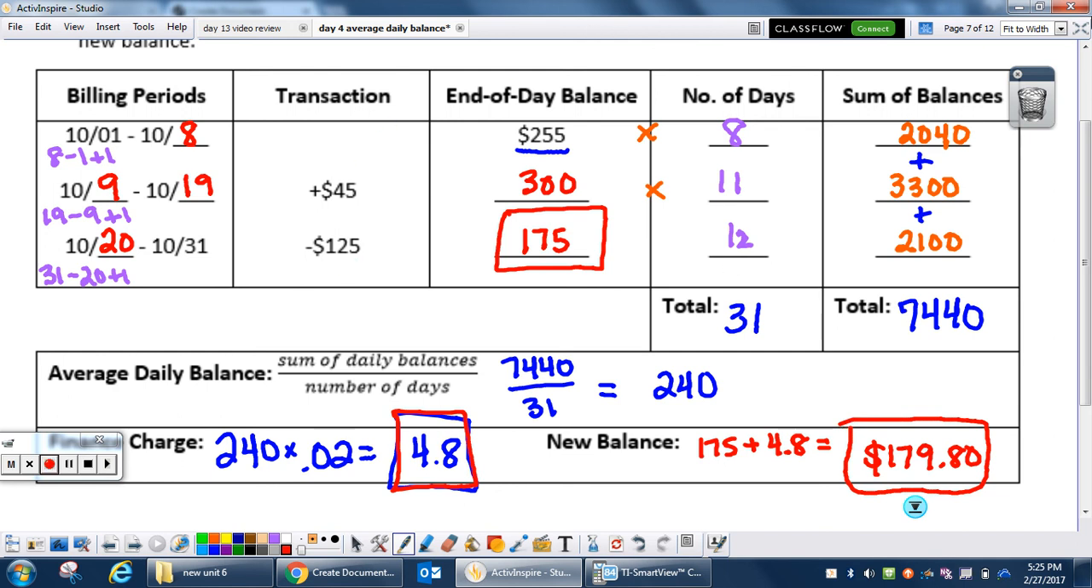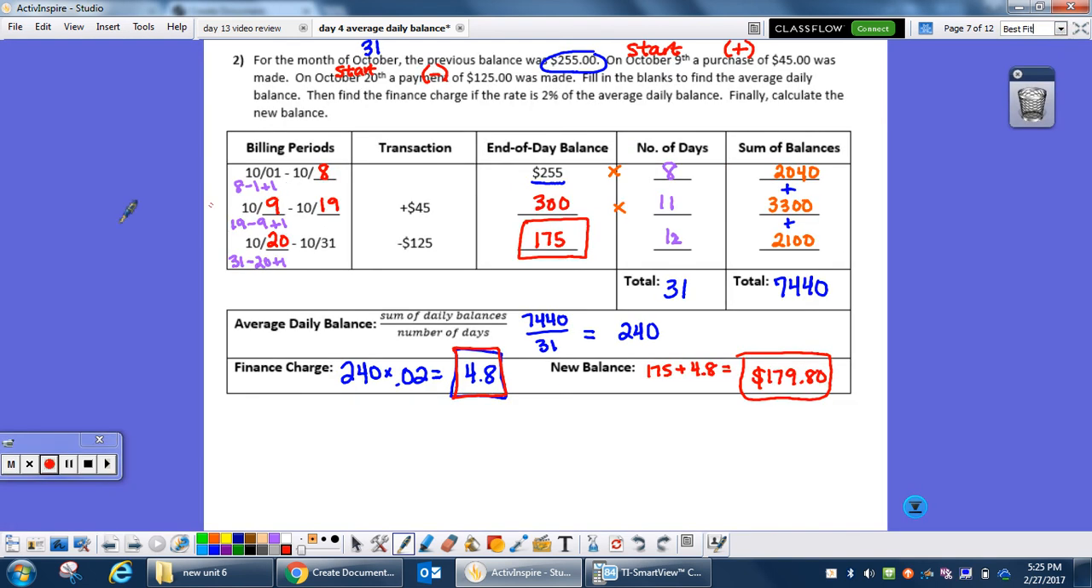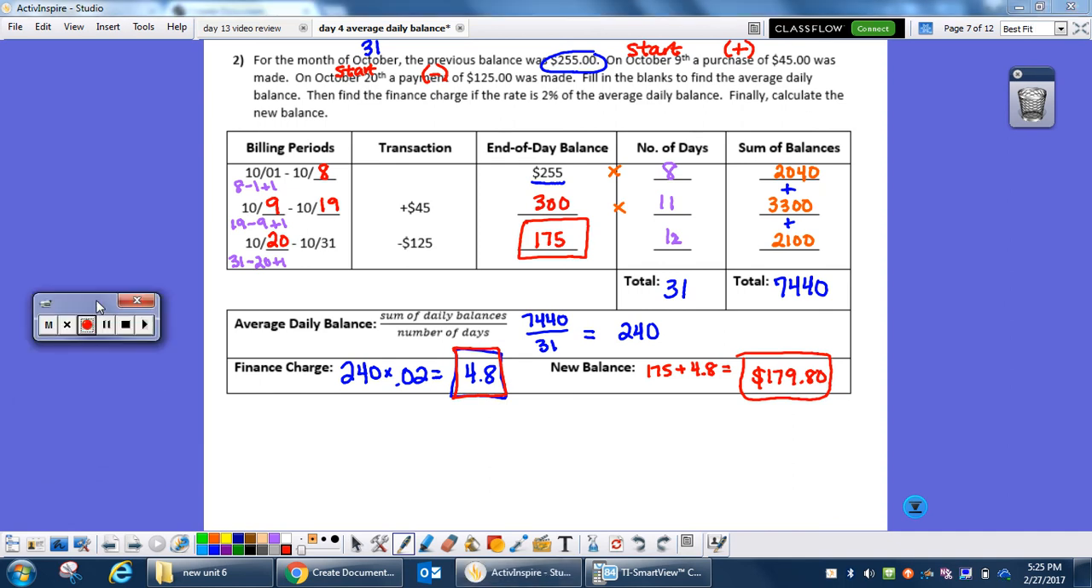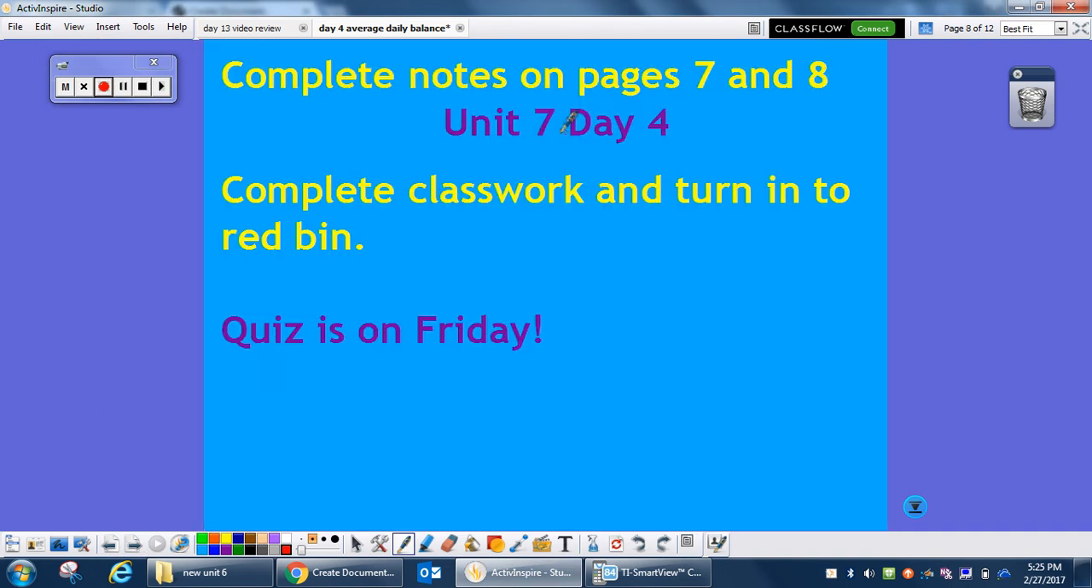So again, I believe this is kind of more of the tedious, harder calculations, so I'll be around to help on your classwork, but I will be helping those who have actually done the notes. Okay? So there is a classwork on this, Unit 7, Day 4, and you do have a quiz next class.